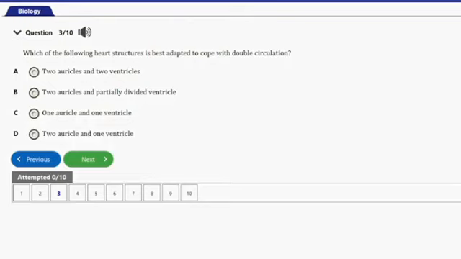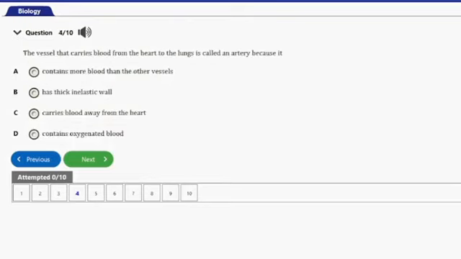Let's go ahead and consider the next question. Question number 4 says, the vessel that carries blood from the heart to the lungs is called an artery because it A. contains more blood than other vessels, B. has thick inelastic wall, C. carries blood away from the heart, D. contains oxygenated blood. The answer to this question is option C. It carries blood away from the heart. So arteries are blood vessels that carry blood away from the heart. And that's it for that question.